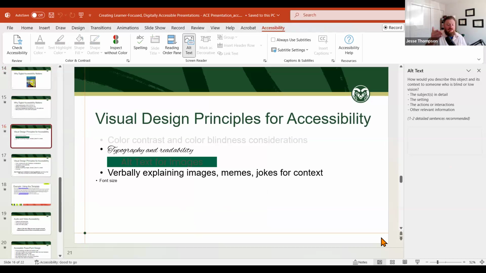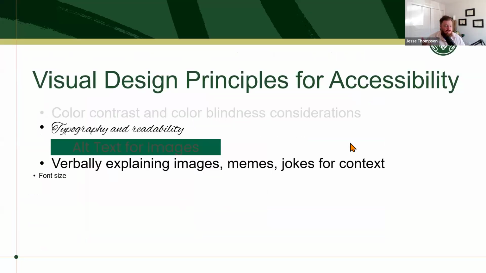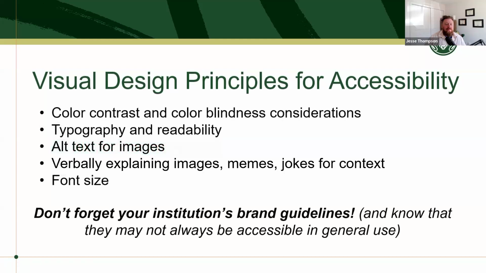What we've already been modeling is verbally explaining images, memes, and jokes for context. It might sometimes feel a little awkward to explain a joke. But there's not really a conflict, right, between what we're doing in terms of accessibility, to make sure that everybody has access to what we're talking about, and feeling like your presentations are going to improve by doing these sorts of things. They're not going to be hindered by these practices, right?